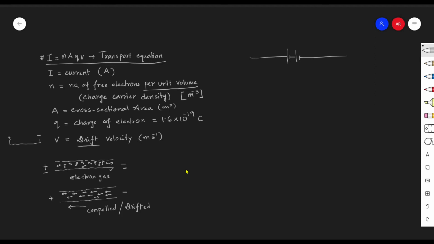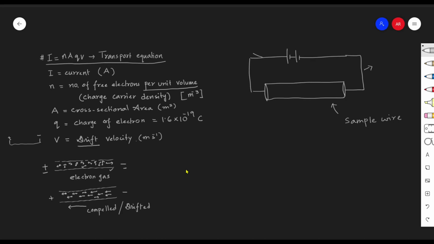a power supply. This power supply is connected with this wire. I mean, all the way it is connected with wires, but this particular wire we are observing. So this is what we call the sample wire. This also is a wire, connecting wires. It is a sample wire that we are observing.